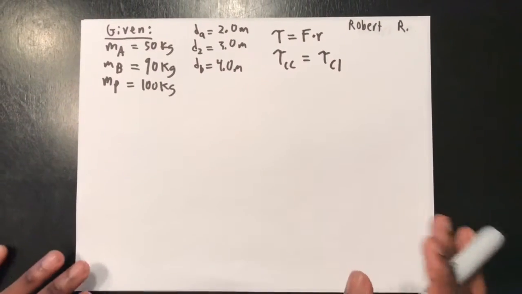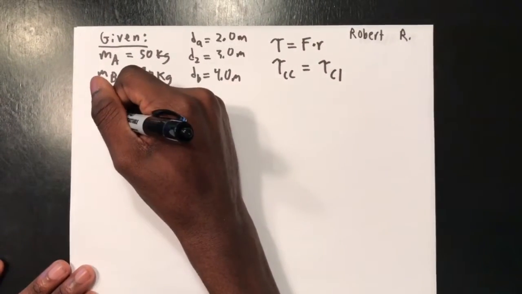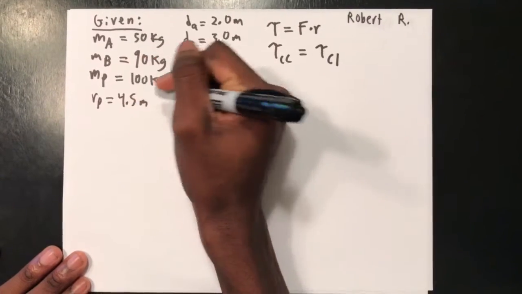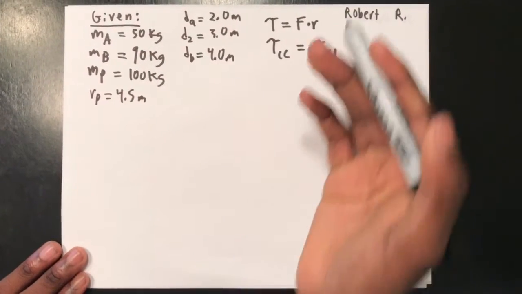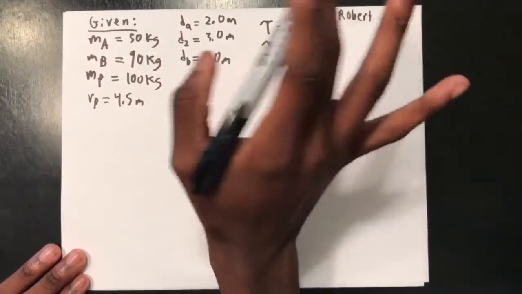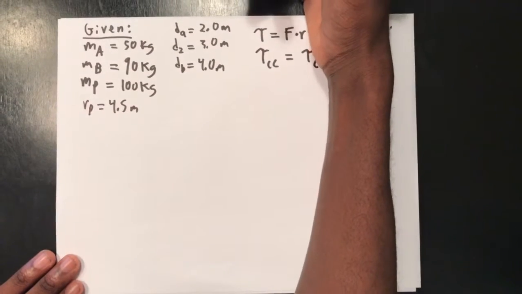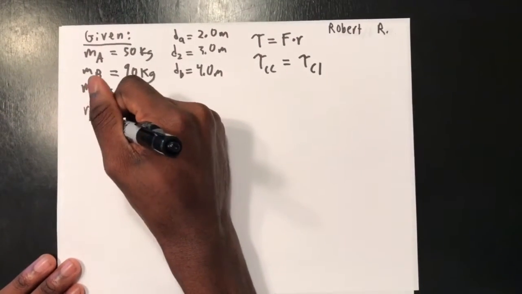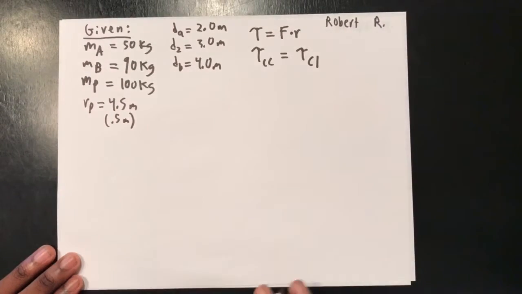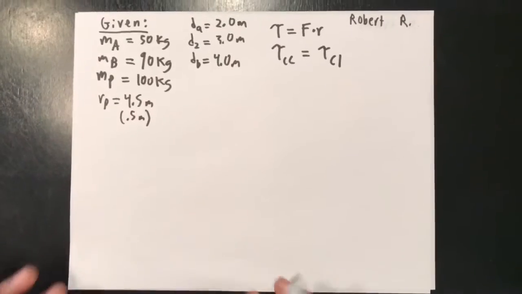We also need to note that the radius of the plank is equal to 4.5 meters. However, we know that the right support is at 5 meters. Therefore, we know the radius from the right support is 0.5 away. So that would be handy dandy. So now we'll get started drawing some relevant diagrams.